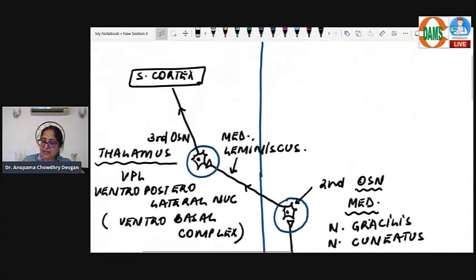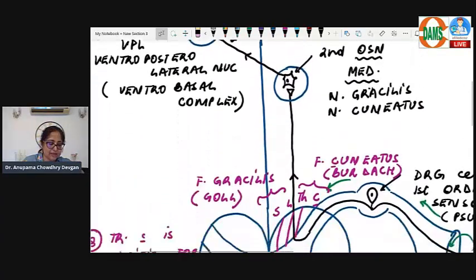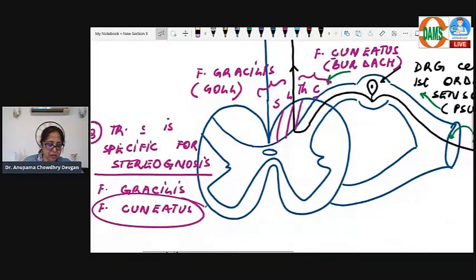All right, so this is as far as the posterior column tract is concerned. Has everybody got the posterior column? Any questions so far?